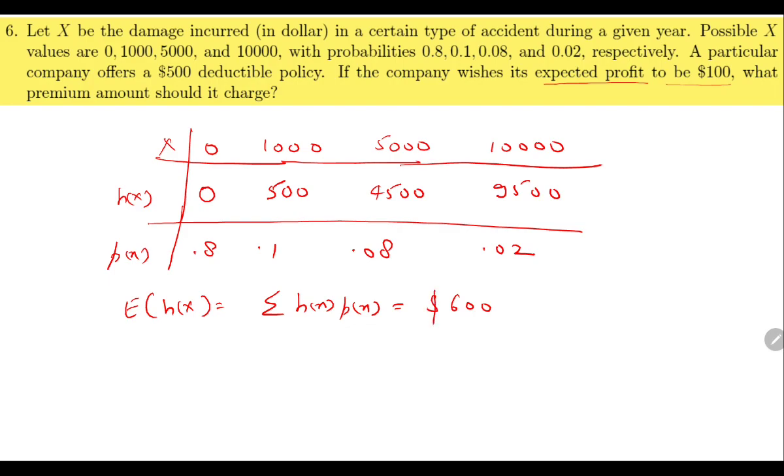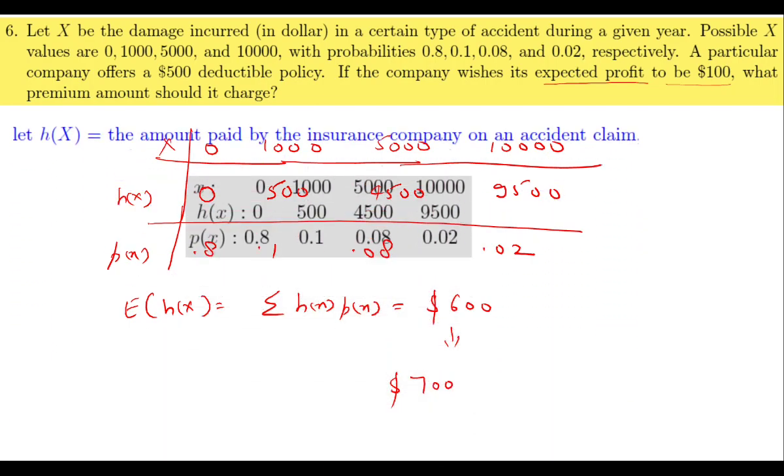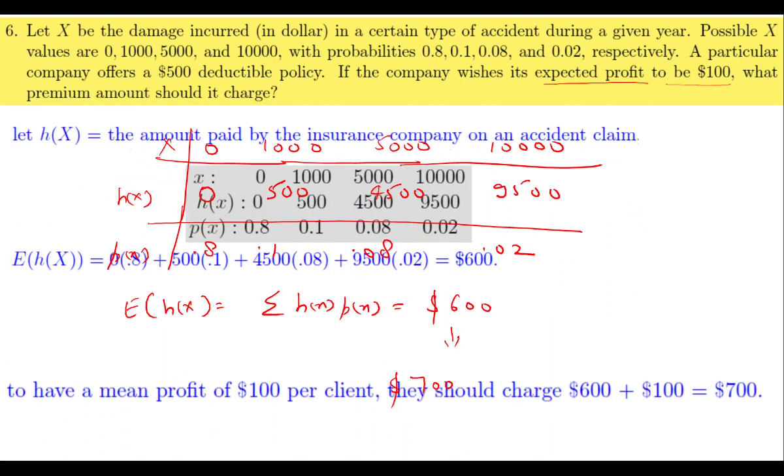It means that on an average per accident they have to pay $600, and if they want a profit of $100, they must charge $700, which ensures that they would have a profit of $100. So the premium should be $700.